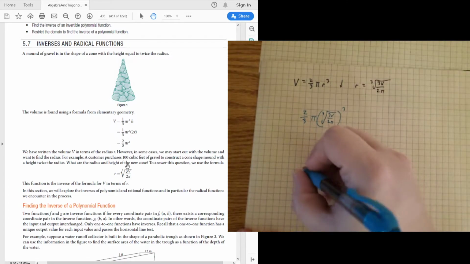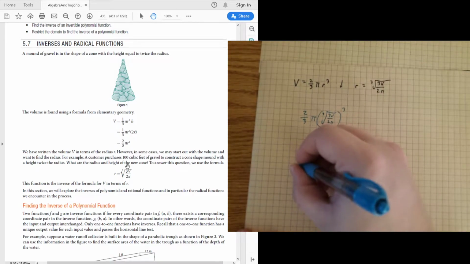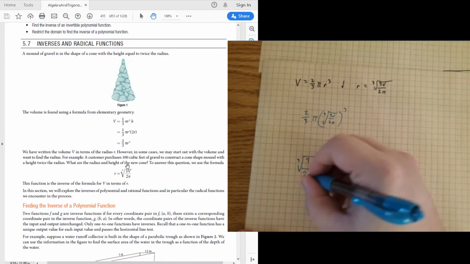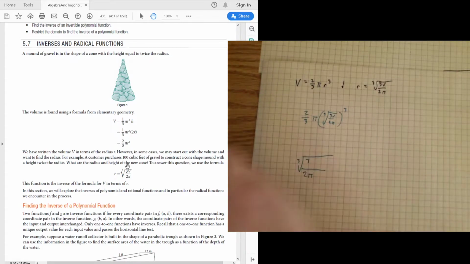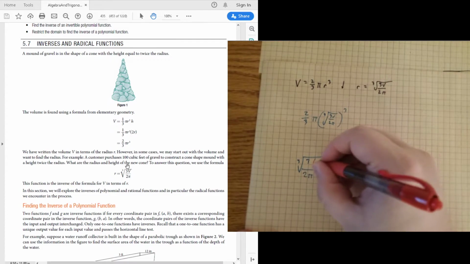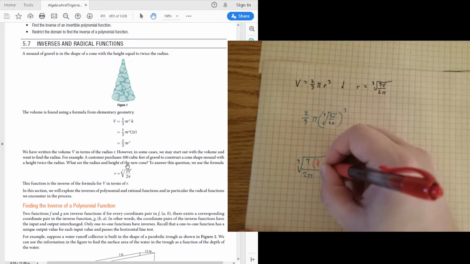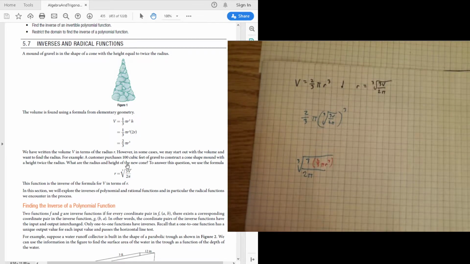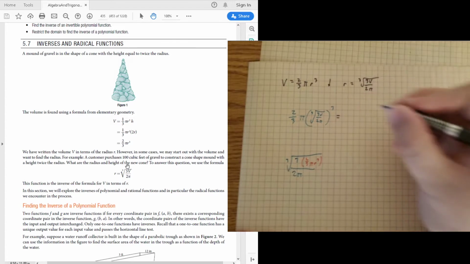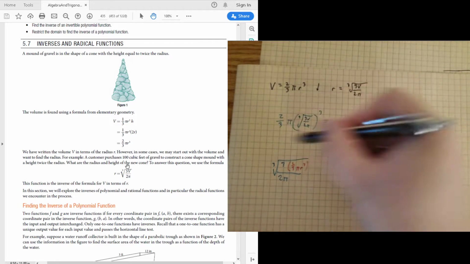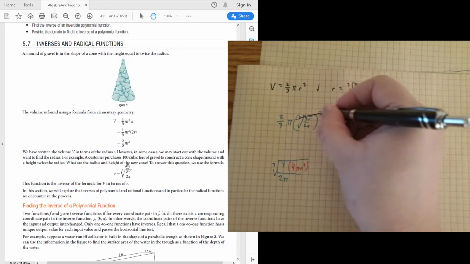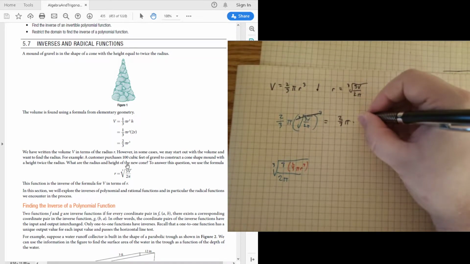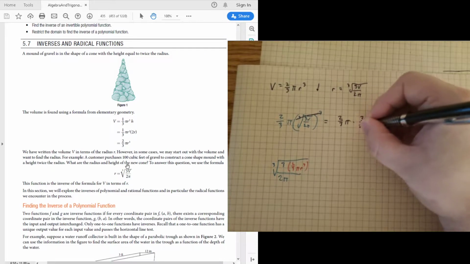And I can do the same thing down here. I can take this function, which is the cube root of 3v over 2 pi, and I can plug in the other function, which is 2/3 pi r cubed. And if this is done correctly, each of these is going to simplify down to just a variable. So we take these. The cube and the cube root are going to cancel, leaving 2/3 pi times 3v over 2 pi.